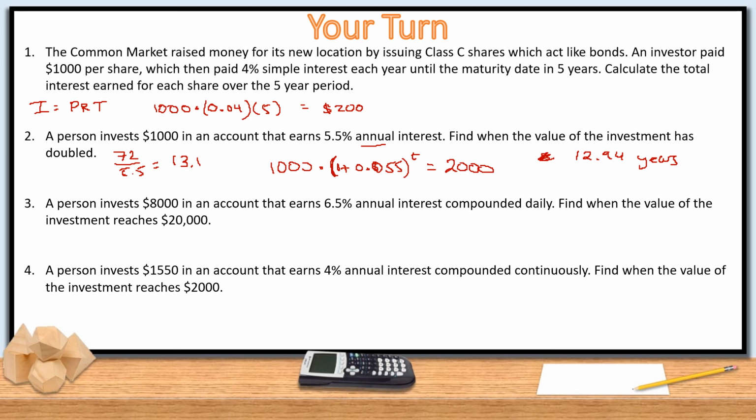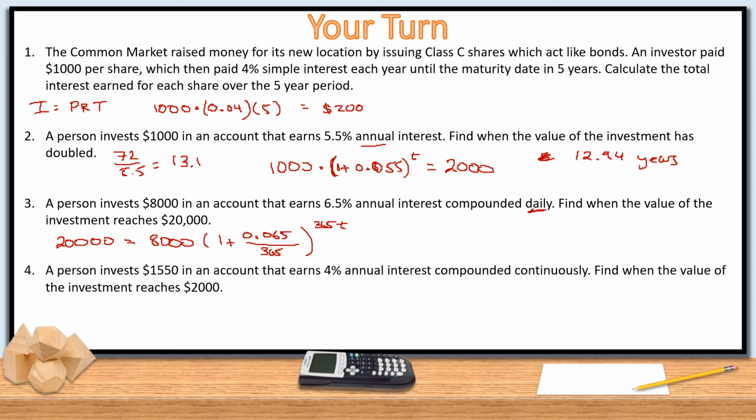Number 3, a person invests $8,000 in an account that earns 6.5% annual interest compounded daily. Find when the value of the investment reaches 20,000. So 20,000 is equal to 8,000 times 1 plus the interest rate 0.065, but compounded daily, so divided by 365 days in a year, and then that's 365t. So notice now, my exponent is going to be massive. So that's why the more it gets compounded per year, the slightly faster it's going to grow.